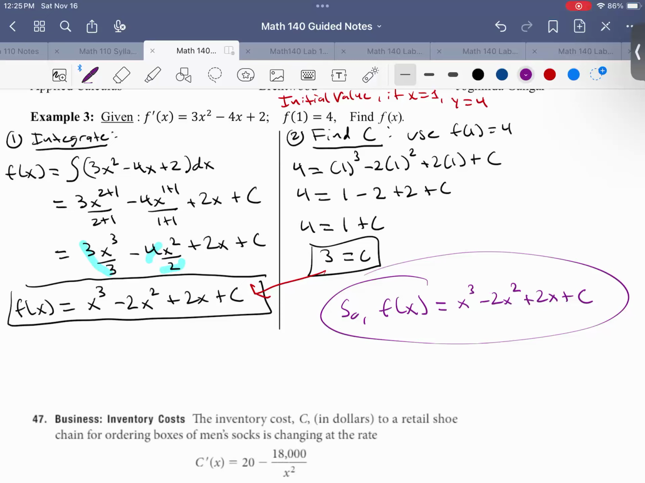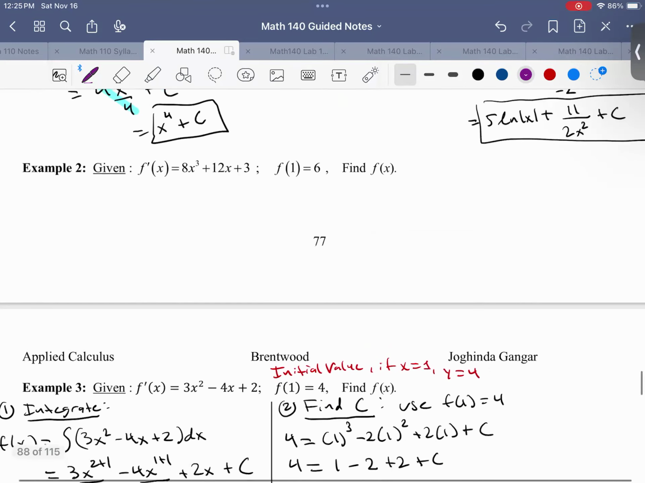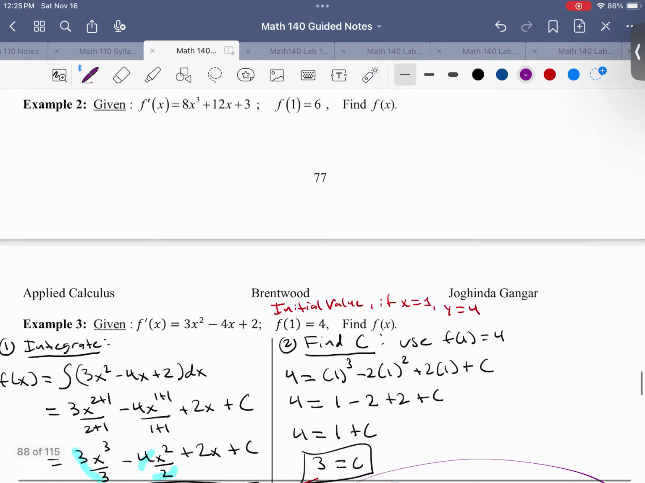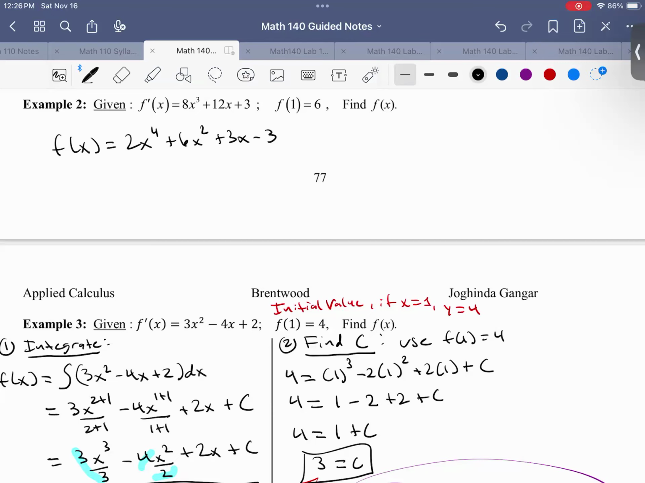Okay, so that's example 3. There's also an example here for example 2. I'm not going to go over it. If you want to try it out yourself, feel free to. What you should end up with is f of x equals 2x to the fourth plus 6x squared plus 3x minus 3, where you should get c equals negative 3. So give it a shot if you want to. It's the same steps, like 1 and 2, and check your work if you want that extra practice.